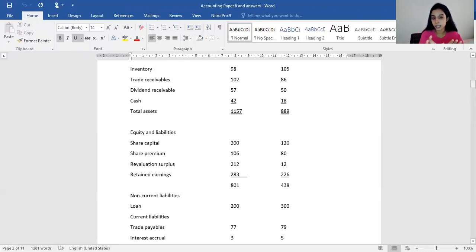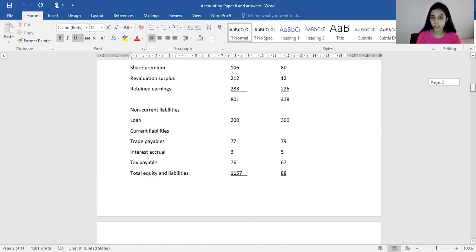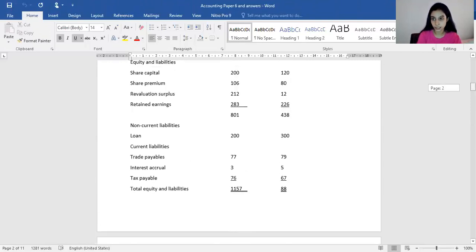So this revaluation increase from 12 in 2005 to 212 in 2006, the 200 of increase, we're putting it under the T account of non-current assets. If I'm to explain the T account, you have the opening balance 750, you have the closing balance 1048, then you debit it with 200 of revaluation surplus, then you credit it with the cost of the disposed asset, then the balancing figure will give you the amount of the purchased assets, which is coming under investing activity. So be mindful with that adjustment because revaluation surplus will play a part in the non-current asset account.